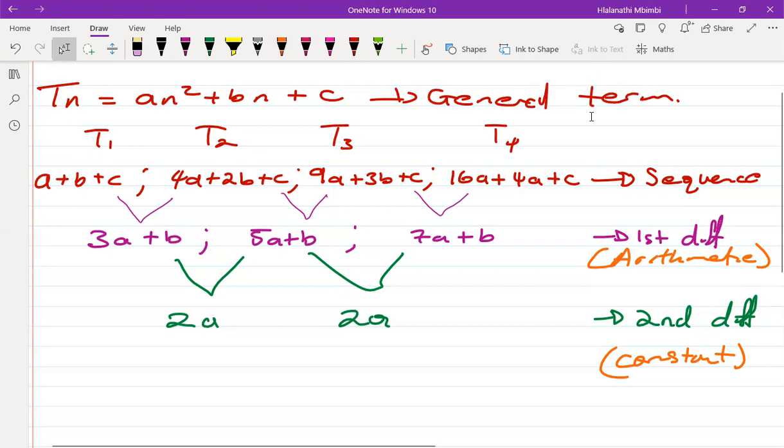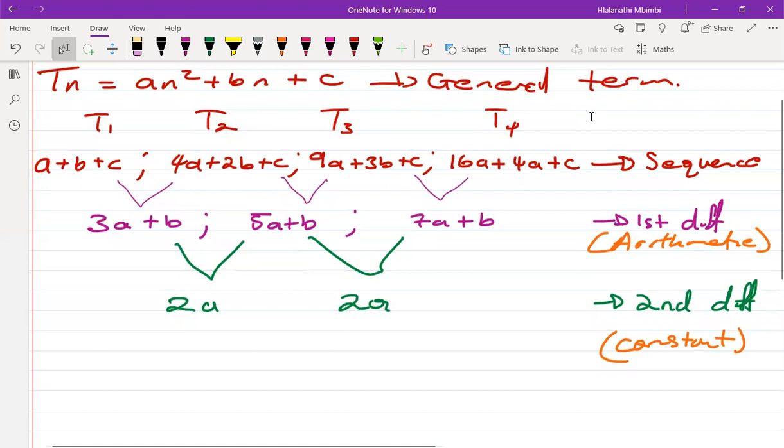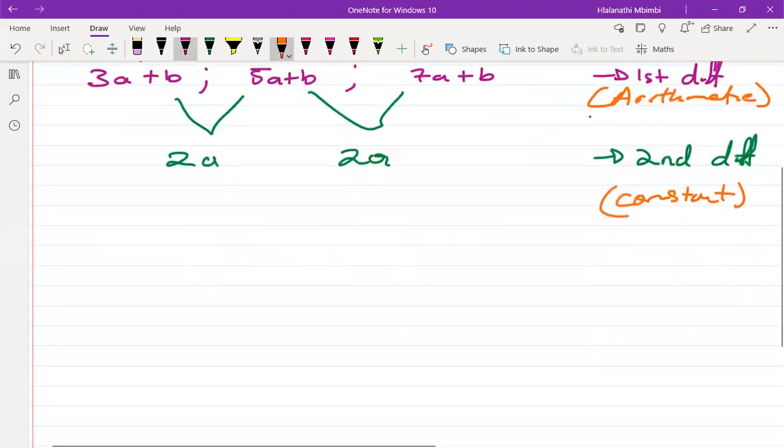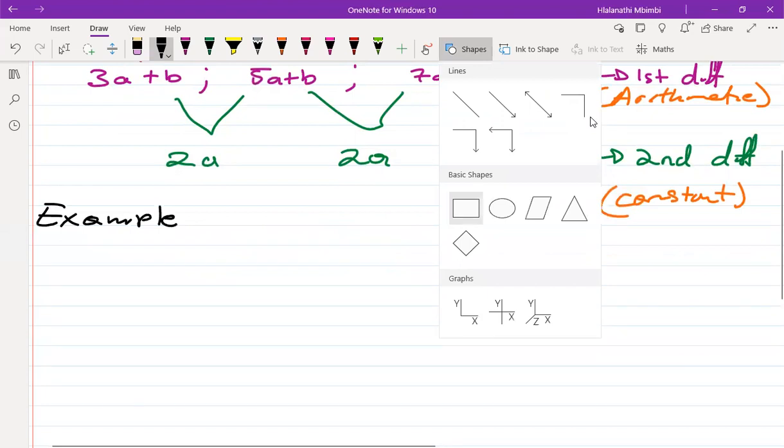Now, I want to give an example on a quadratic function. So let's get an example here. Which color do I want for an example? Let's have an example. I'm sorry.